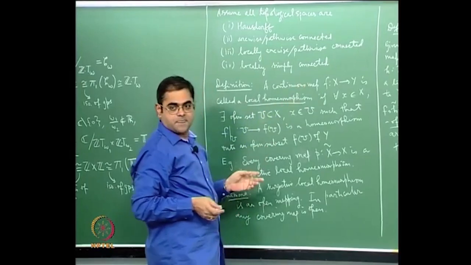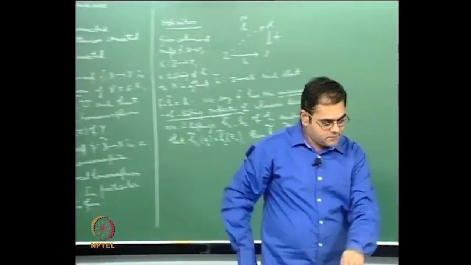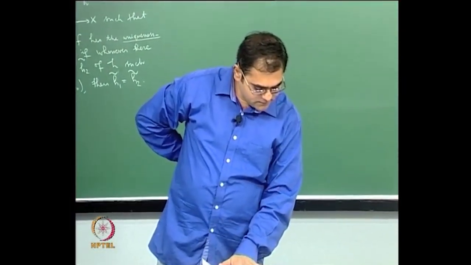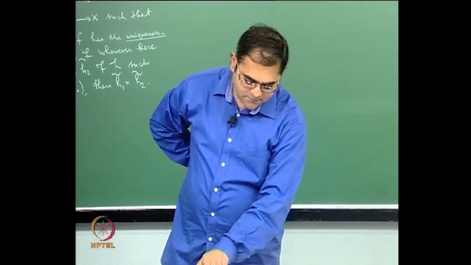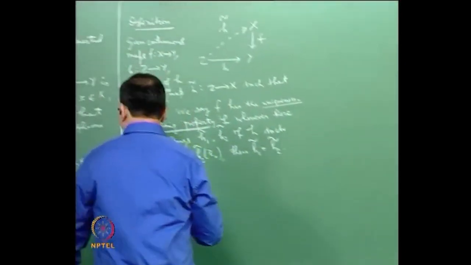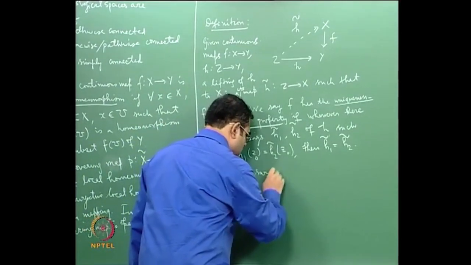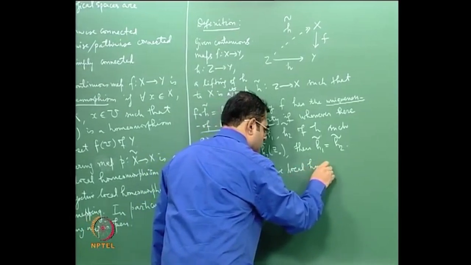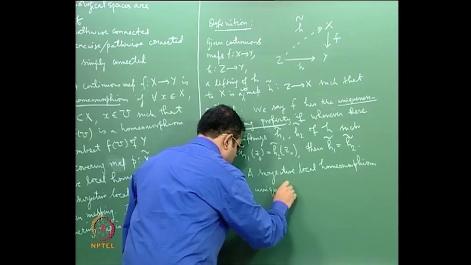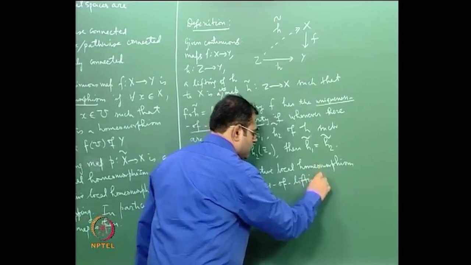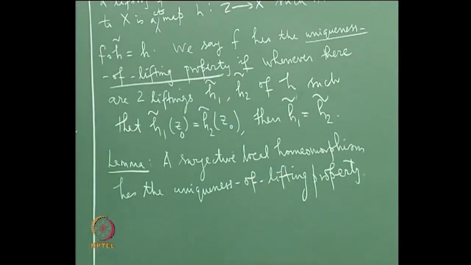So the nice thing is that a surjective local homeomorphism is going to have this uniqueness of lifting property. So let me write that down. I'll just check the hypothesis. Maybe if one spends a little bit more time, some of the hypotheses can be weakened, but anyway, let's not worry too much about that. So let me state this lemma. A surjective local homeomorphism has the uniqueness of lifting property.